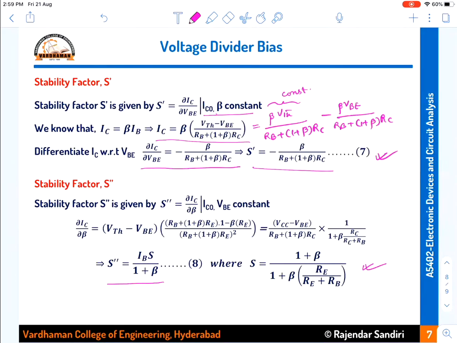Then the stability factors S, S dash, S double dash, we have calculated with the expression of collector current equation. Differentiating the collector current equation with respect to IC naught, we get S. By differentiating with respect to VBE, we get S dash. By differentiating with respect to beta, we will get S double dash. And all these formulas are also derived for all the three types of biasing methods. So this is all about the BJT biasing.